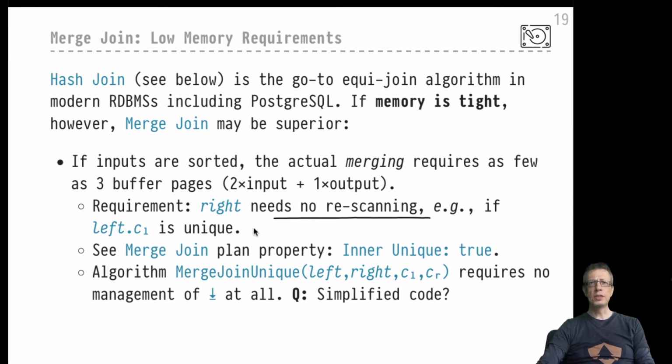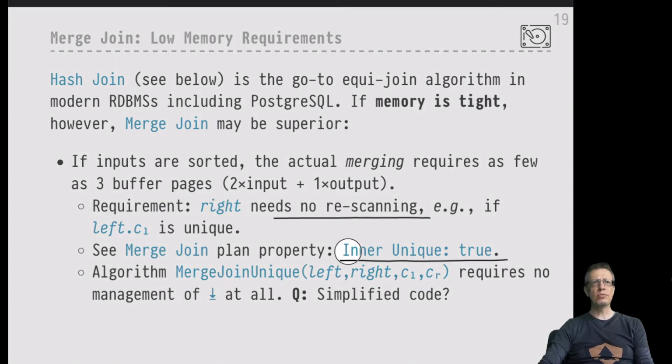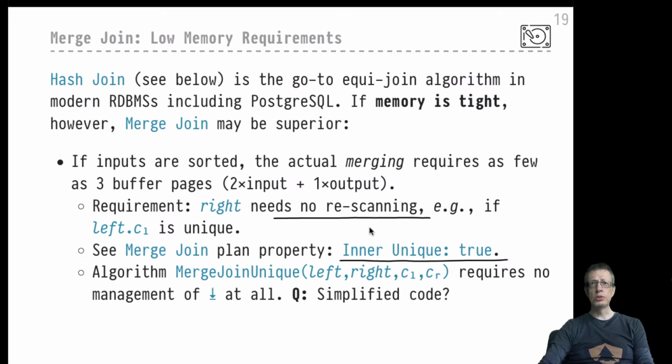Okay. Indeed, as you will see in the plans that PostgreSQL generates, the system is aware of this very favorable property, and it will indicate this by adding this annotation to its plan. Inner unique is true. Well, inner refers to the left-hand side input here. I don't think that inner is the best term that the PostgreSQL folks could have used here, but well, it's how it is. Inner unique true indicates that there are no repeating groups in the left-hand side table and that the memory requirements of merge join might be low.